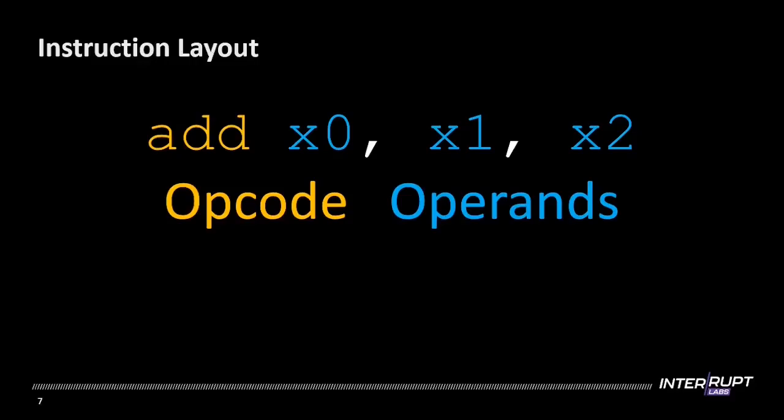Operands are the inputs and outputs to the operation. In ARM, more often than not, these will be registers. So here, x0, x1, x2, they're all general purpose registers. They can be other things, and we're going to explore some of those as we progress. For basic instructions, the first operand is generally output, and subsequent operands are generally inputs. So this instruction is like saying x0 is equal to x1 plus x2.